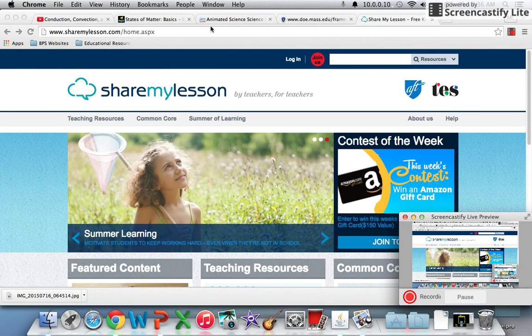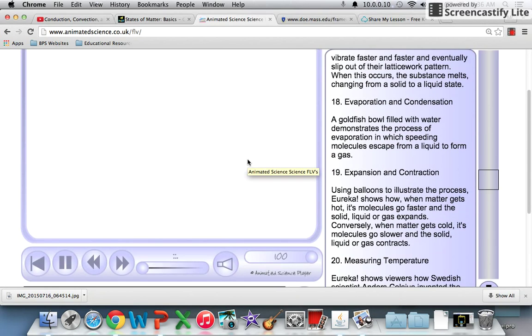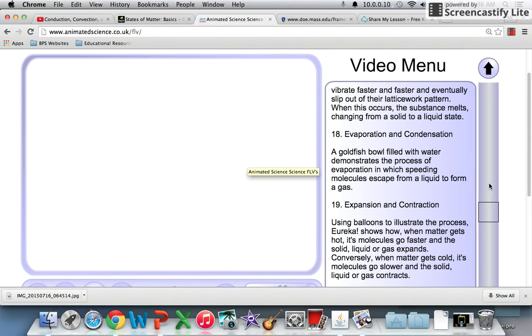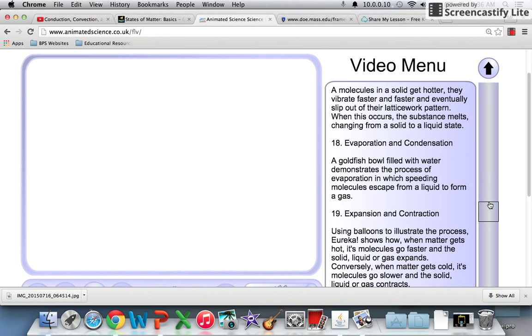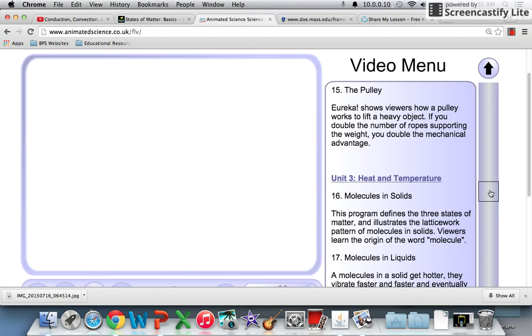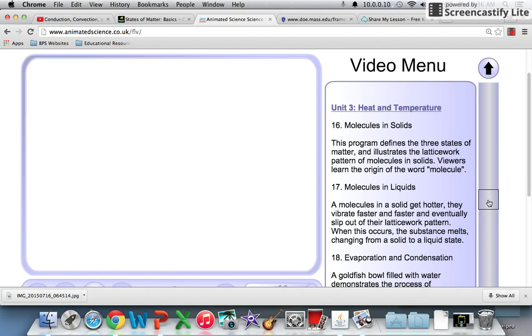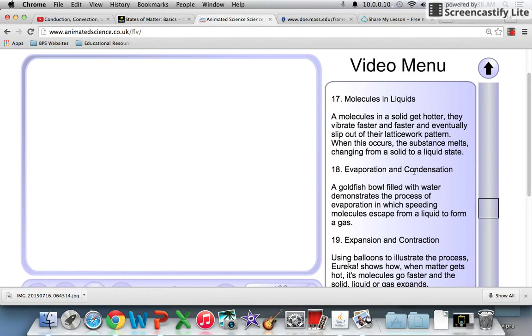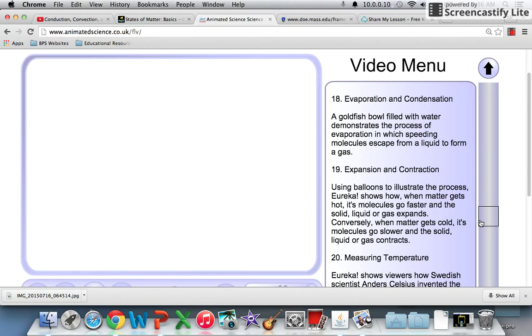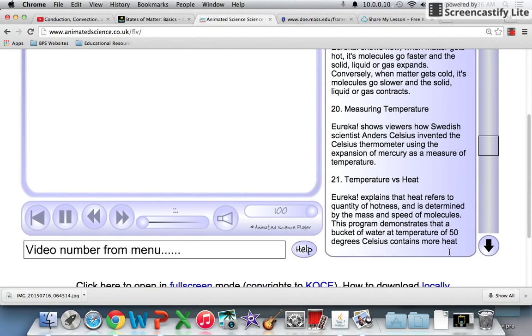We go there, and you can just type in the number of the video. For example, these have a lot: evaporation, condensation, expansion, contraction, molecules in the solid, molecules in the liquid. This is all part of standard 3.3. The standard talks a bit about solids and liquids, cooling process, warming process, evaporation, condensation. So it's all in here. They're very short videos. For example, I'll show you 19 just real quick. You type it in. Let me put in video 19 and hit enter here.